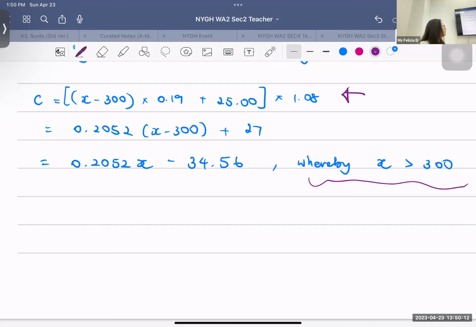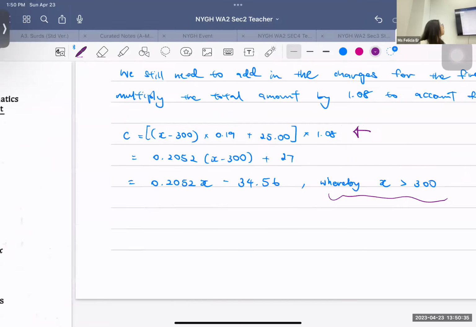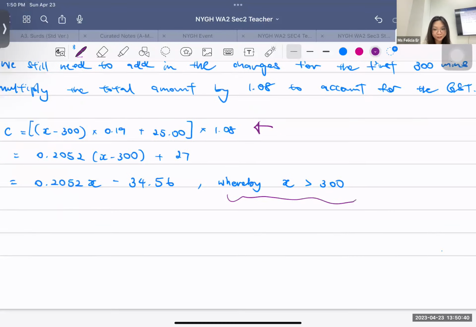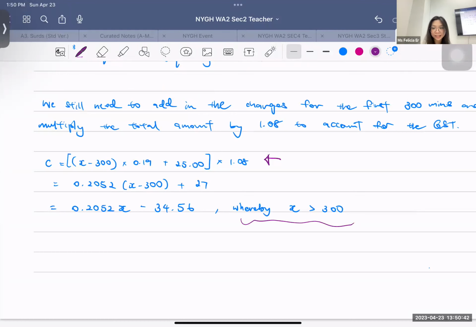You need to get this idea in your head, because if you don't, your part 4 will be wrong. So you tell yourself there are two scenarios happening. One scenario is whereby your x, your number of minutes, is 300 or lesser. The next scenario is your x is 300 or more. And these two scenarios will give you two different looking graphs. Everyone okay so far online? If there are no questions, I will be moving on to the next part. Feel free to stop me if you have any questions.